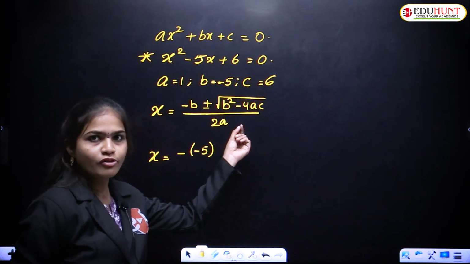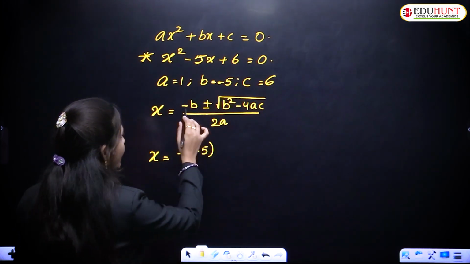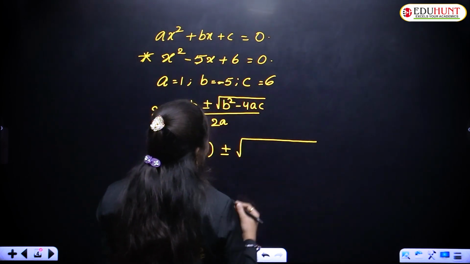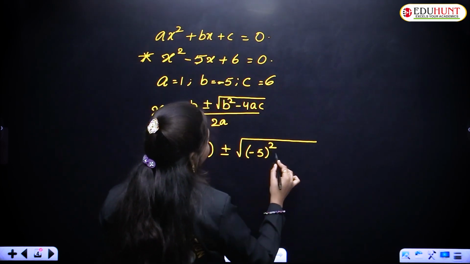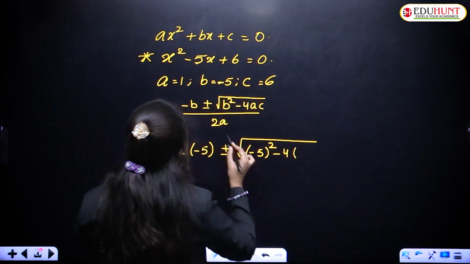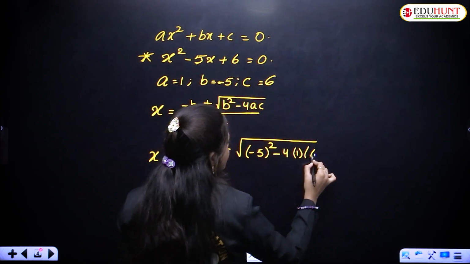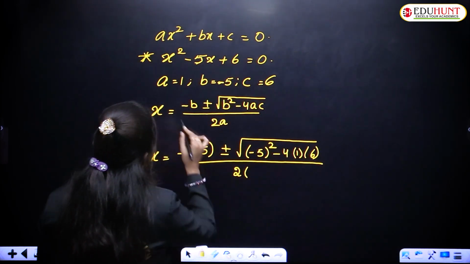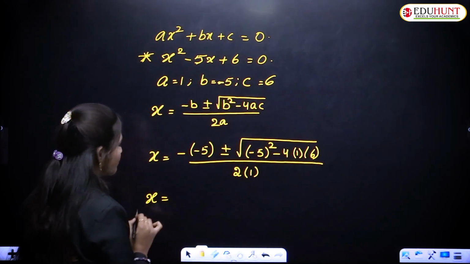So in the place of b, along with the sign, we have to write that. Okay, so minus of minus 5 plus or minus square root of b square, minus 5 whole square, minus 4 into, here a is equal to 1 and c is equal to 6, whole by 2 into a. So a is equal to 1. Just we have to substitute the values.